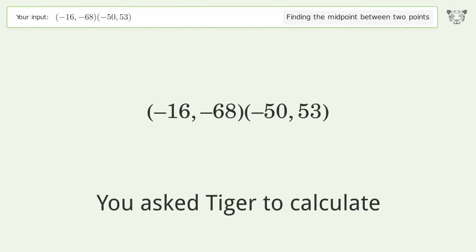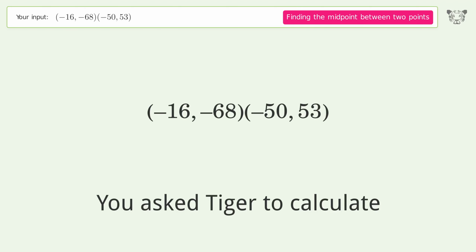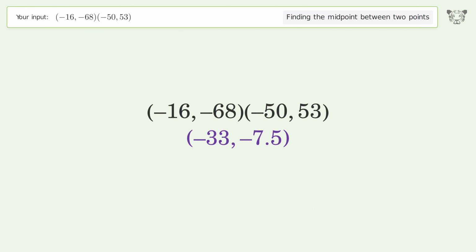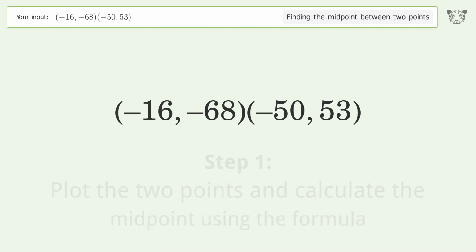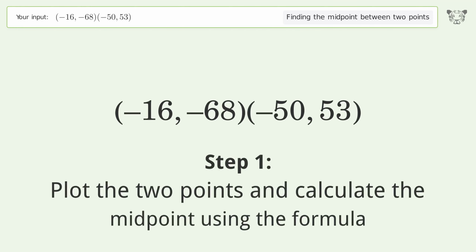You ask Tiger to calculate. This deals with finding the midpoint between 2 points. The midpoint between the 2 points is -33, -7.5. Let's solve it step by step. Plot the 2 points and calculate the midpoint using the formula.